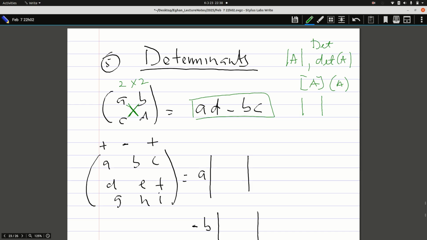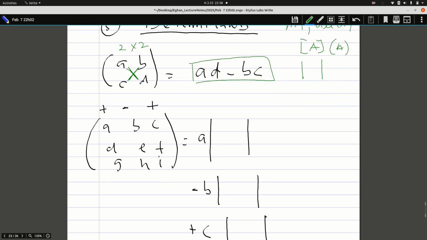If I have 3 by 3 or more, 3 by 3 or more will follow the same procedure. So, or more. Let me add this for you. What we do is to use this: plus, minus, plus, because it's just 3. If it's 4, it follows the same pattern.